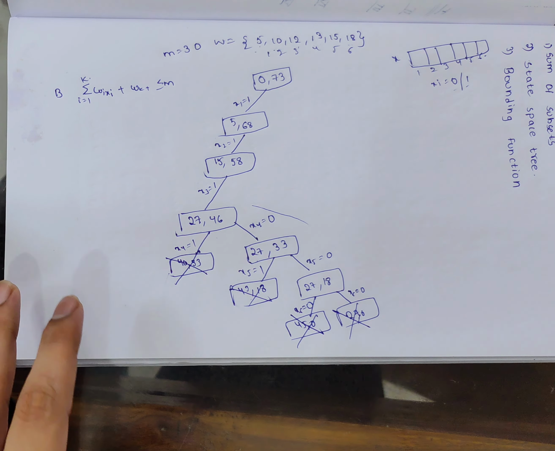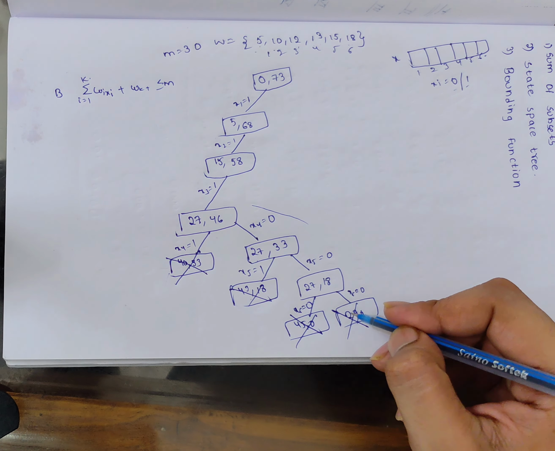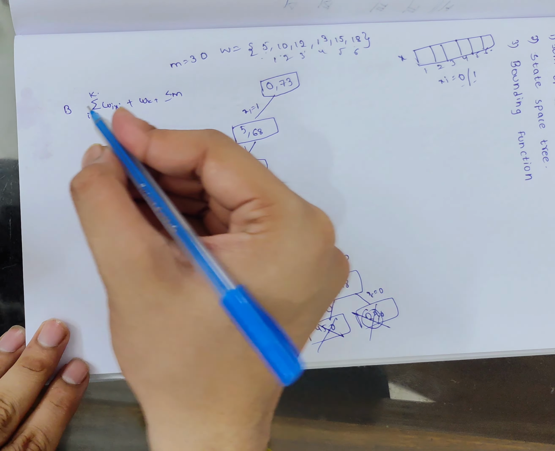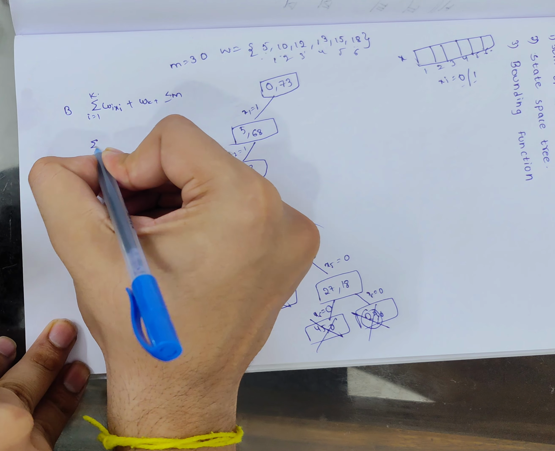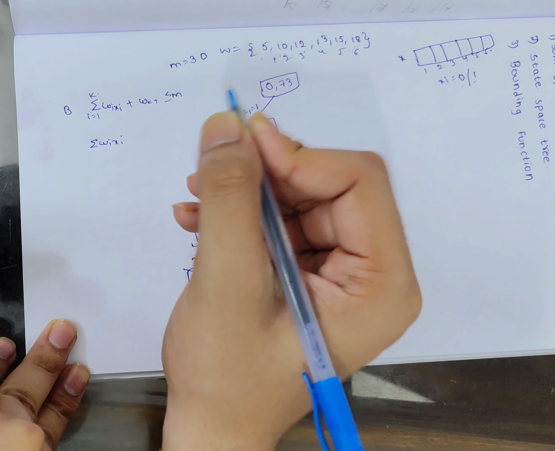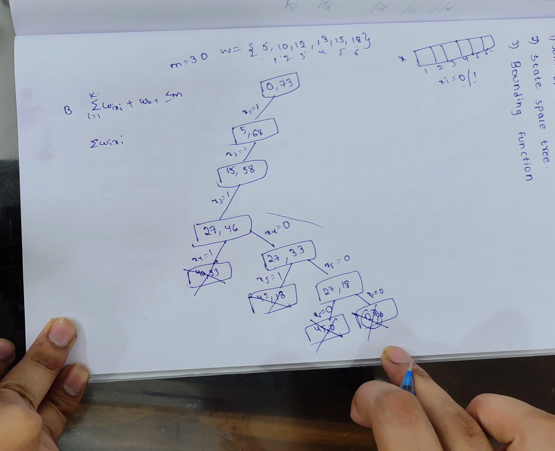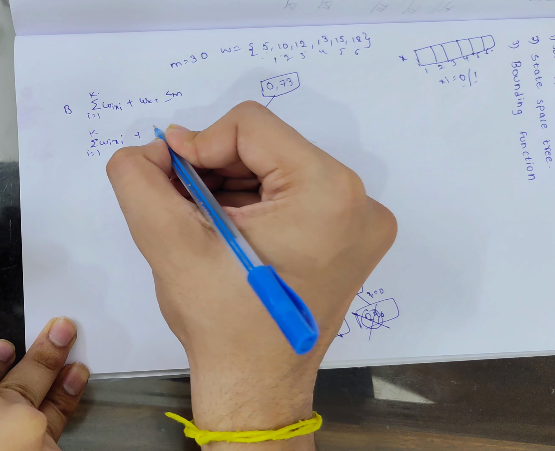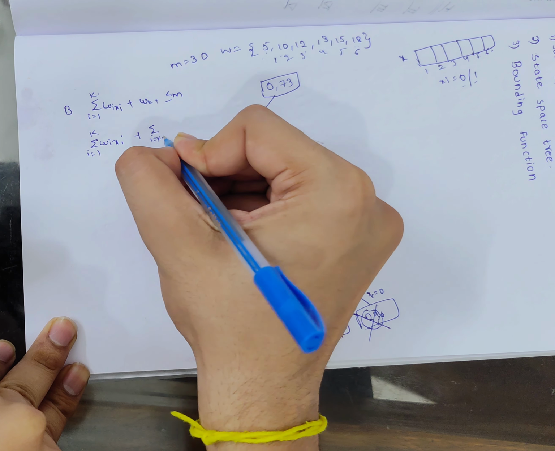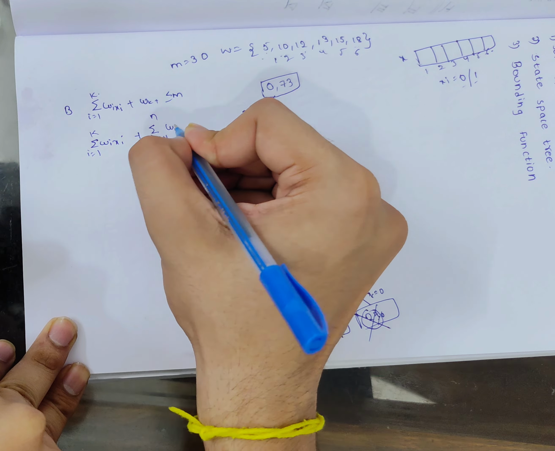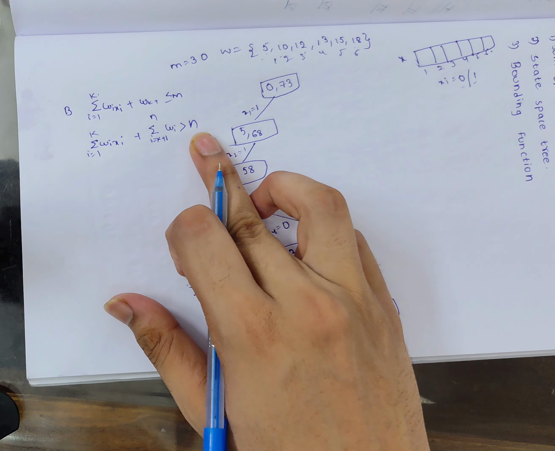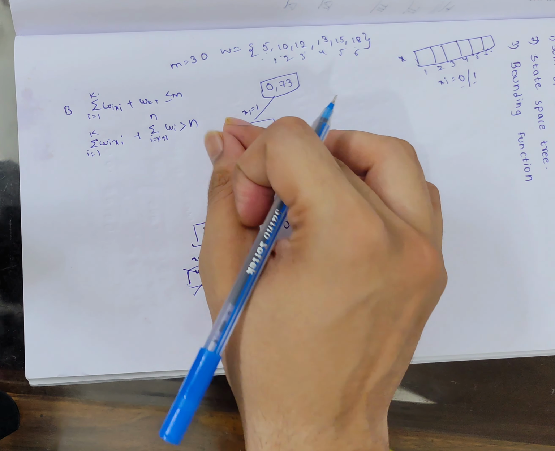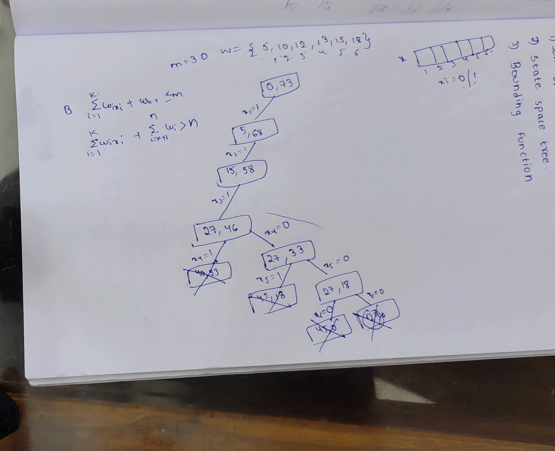So with this, another bounding function came into the picture. What can we write as the bounding function? Sigma wi, that means the sum of the weights that are included so far, i equal to 1 to k, plus sigma i equal to k plus 1 to n of wi, should be greater than or equal to m. This is nothing but the remaining weights that you have.